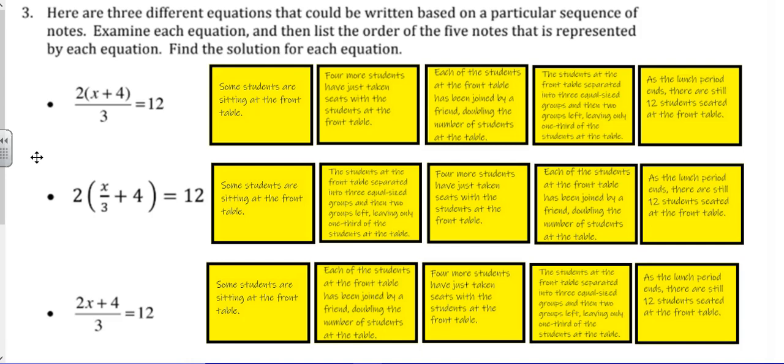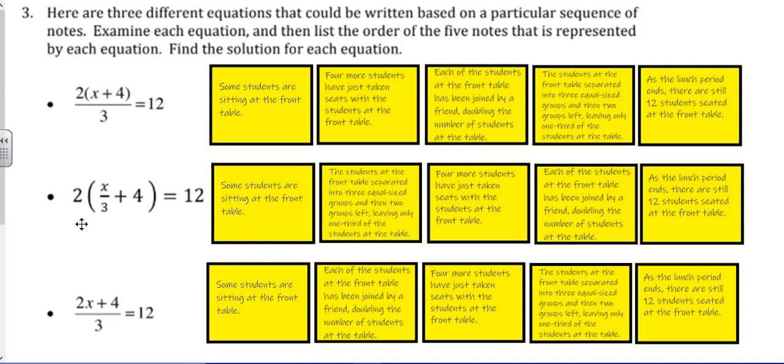So here are 3 different equations that could be written based on a particular sequence of notes. Examine each equation and list the order of the 5 notes that is represented by each equation. Find the solution for each equation. So this right here should look familiar, and this last one right here should look familiar because that was the first example of the original way that the question was ordered.